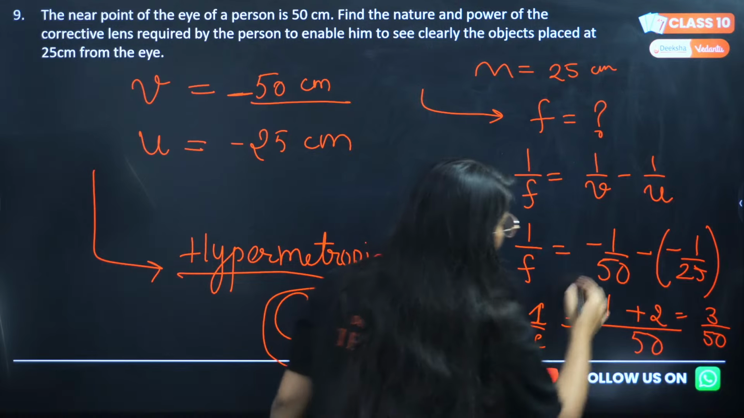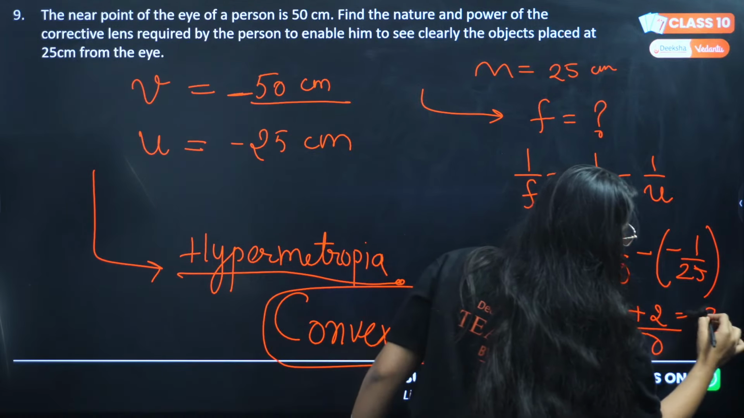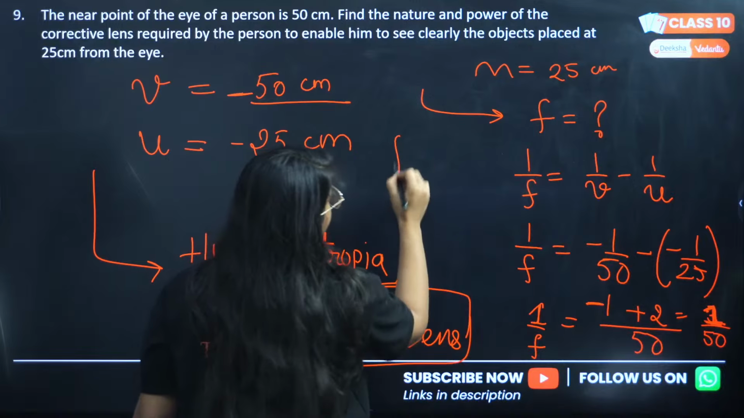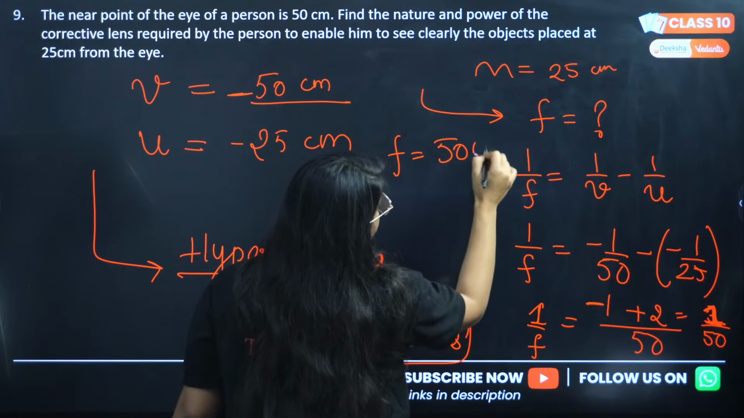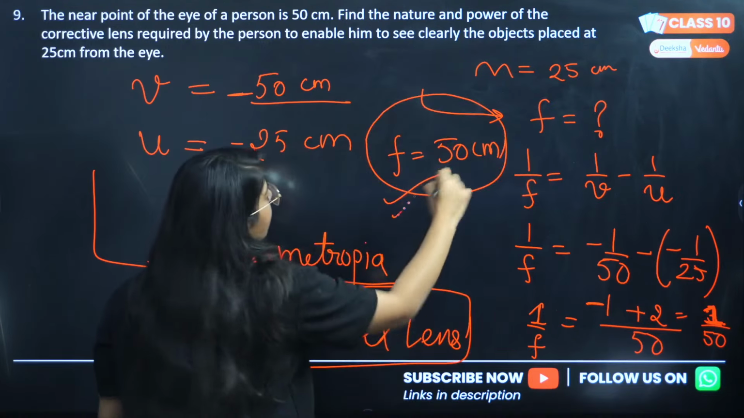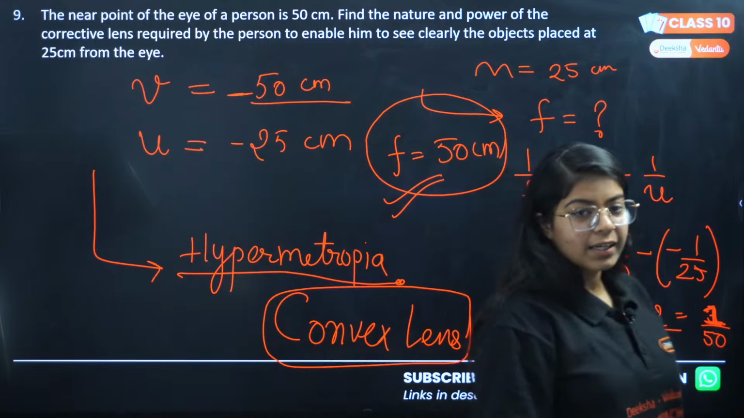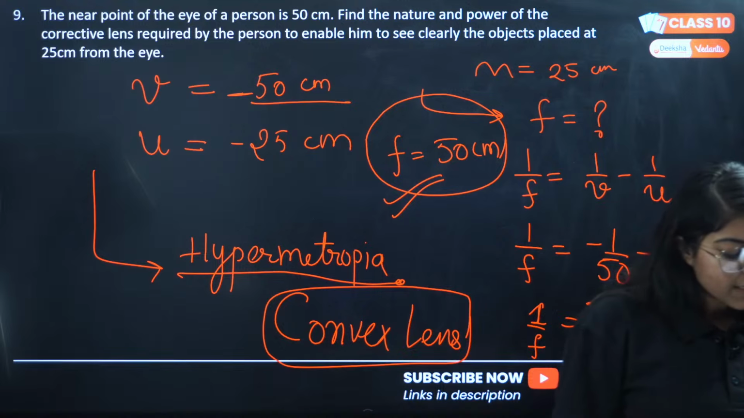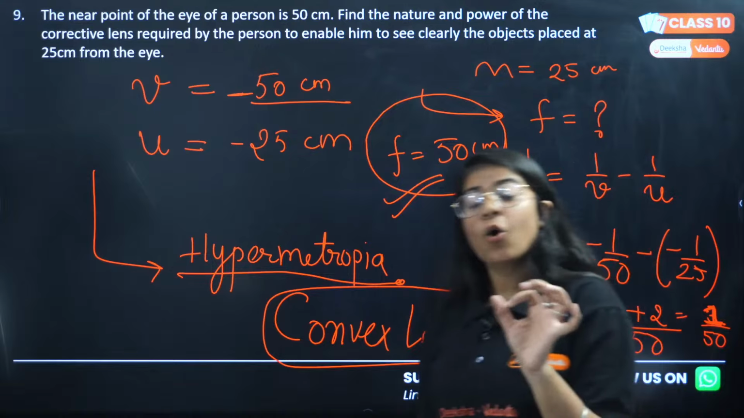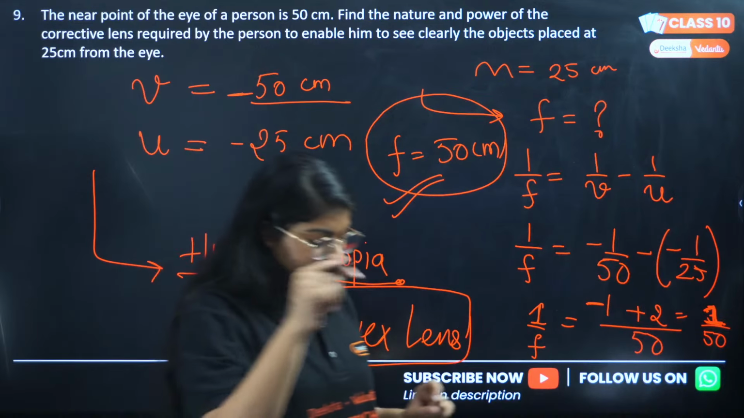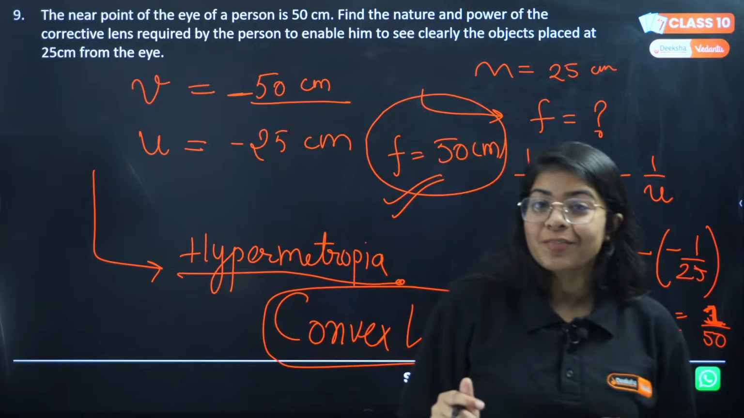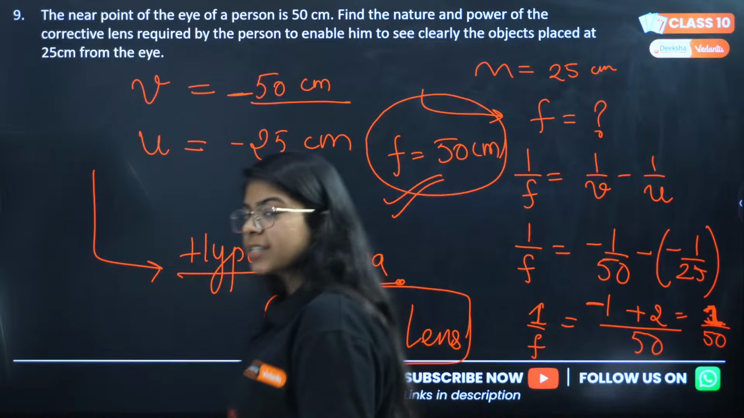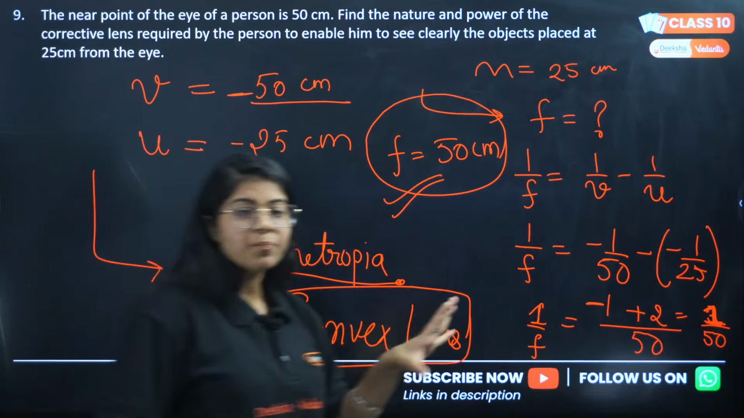Is this correct? No, this will be minus 1 and this will be plus 2. So 1 by 50. Correct? So focal length will be 50 centimeter. Correct? Understood till here? Is everything clear? Everything is clear or not? And you can also see that focal length is positive. So for convex lens, we know that focal length is positive, and hence we can see that this answer justifies our reasoning. Okay, this is correct.